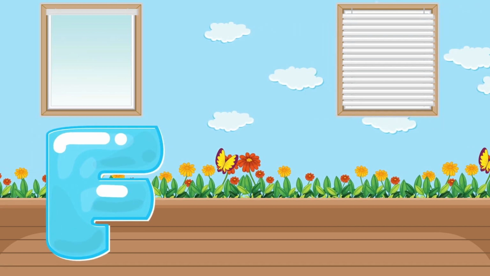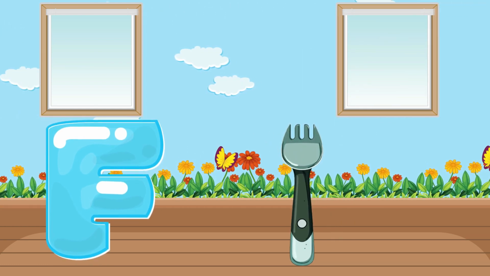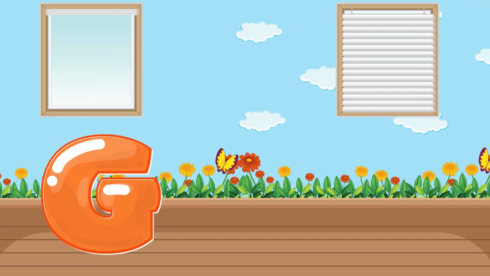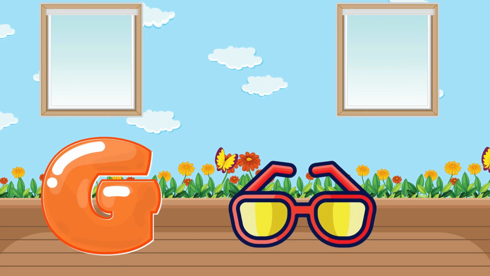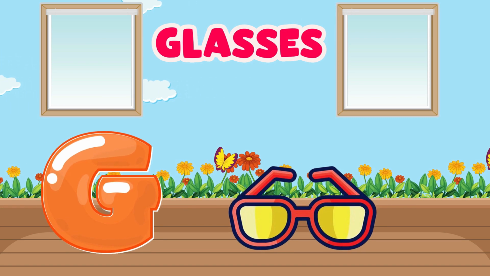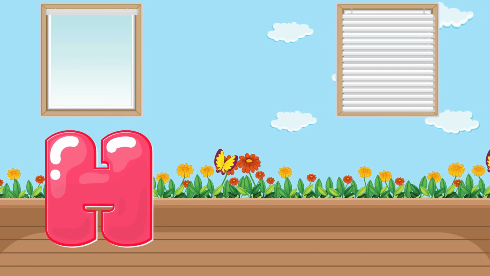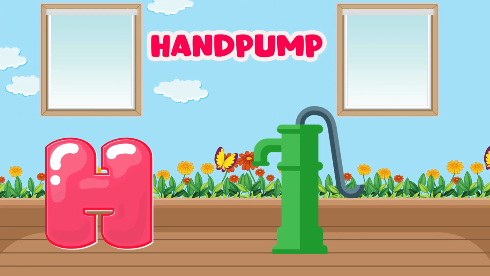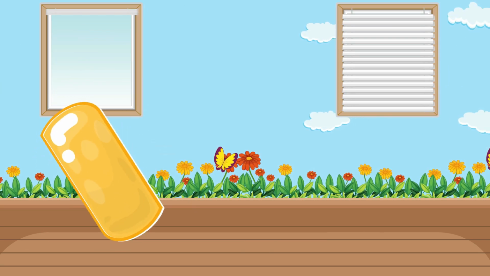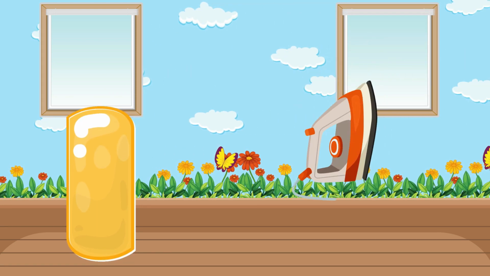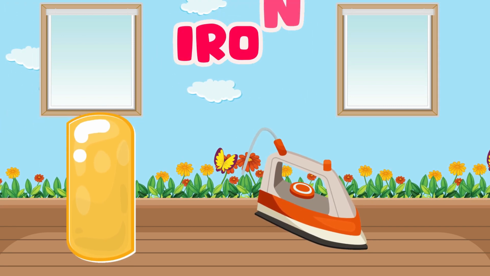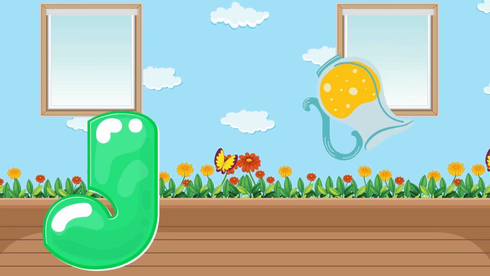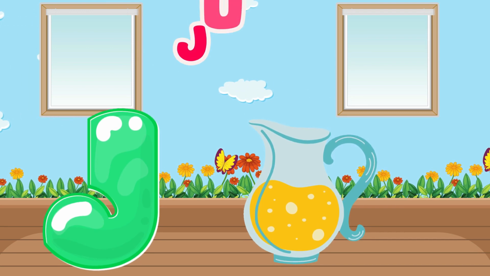Alphabet F, F for fork. Alphabet G, G for glasses. Alphabet H, H for hand pump. Alphabet I, I for iron. Alphabet J, J for jug.